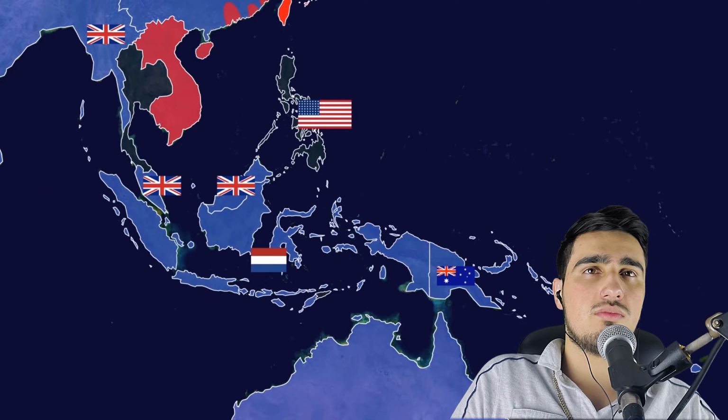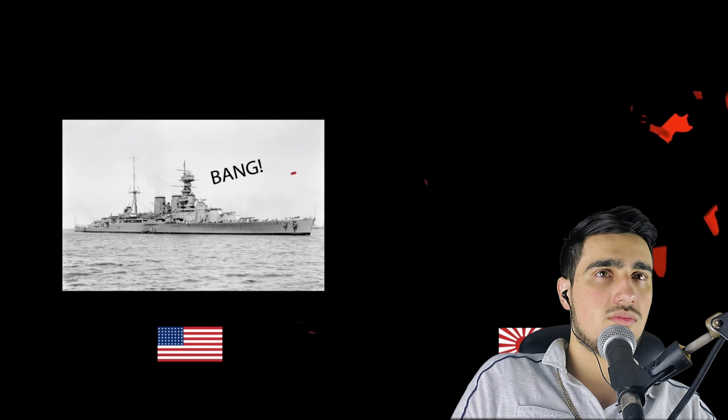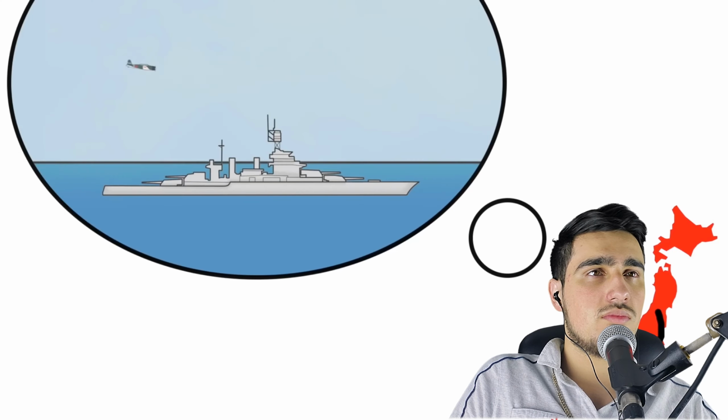Southeast Asia was heavily colonized by America and Great Britain. It was also full of ocean. Ocean meant naval combat, and there was no way the Japanese Navy could stand up to the US and the UK. So they thought, wouldn't it be nice if we could destroy their navies before we begin our conquest?